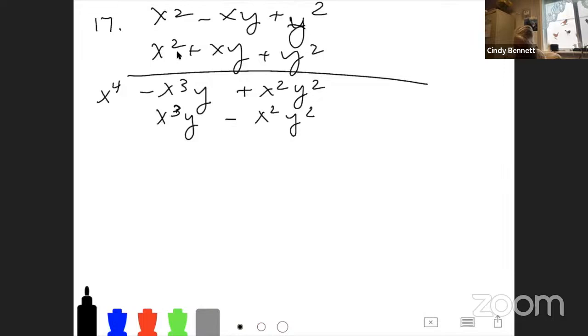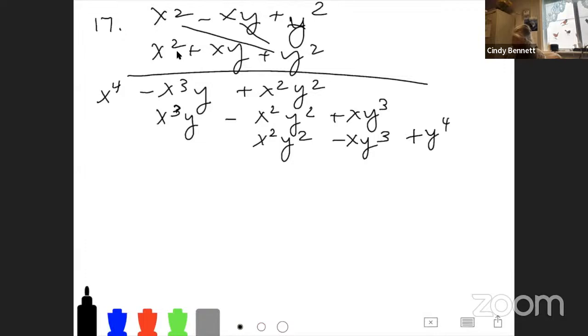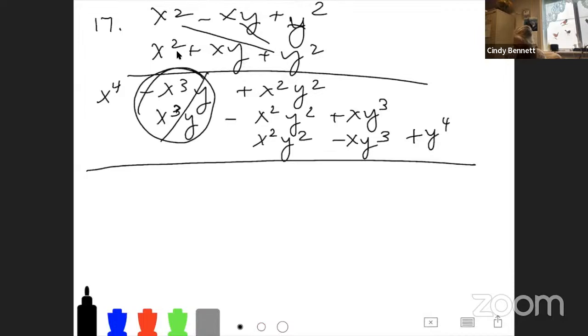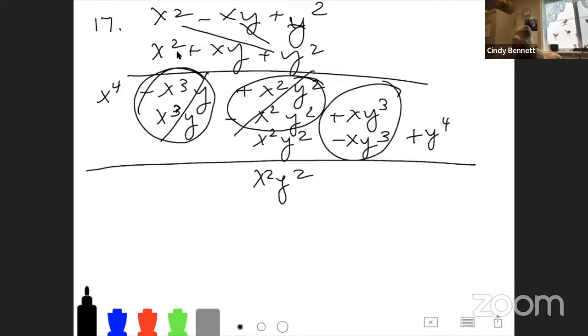Then we have xy cubed. Be careful of those negative signs. Then we have x squared times y squared right here. Then we have minus xy cubed. Then we have plus y to the fourth. All right, now this is a positive and a negative, so that cancels out. This is a positive and negative, but there's one left, so this is going to go down here. This is a positive and a negative, that goes to 0, plus y to the fourth, and I have x to the fourth over here.